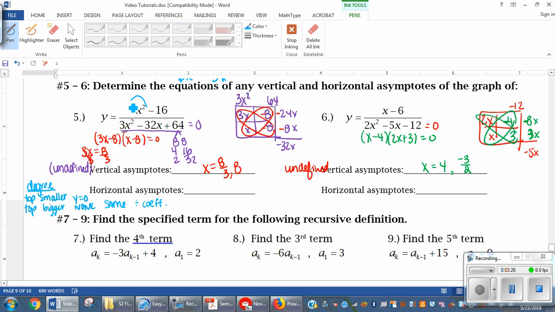So if you notice here, the degrees are the same. So I'm going to just take their coefficients, 1 and 3, and divide them. So I'm going to say y equals 1/3 here.